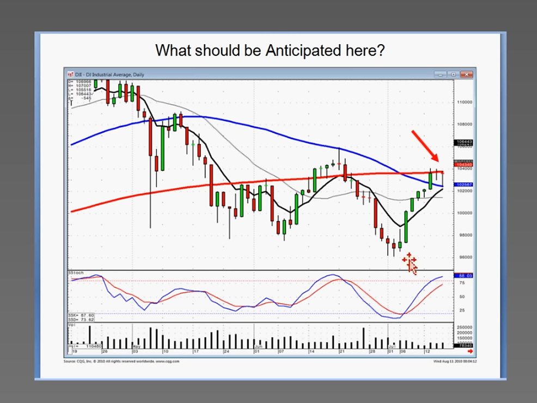When it failed here and it supported here, where was our next target? Up here at the moving averages. So the reason that we want to have our targets is to know how long we should stay in a position and where we should start looking for sell signals.